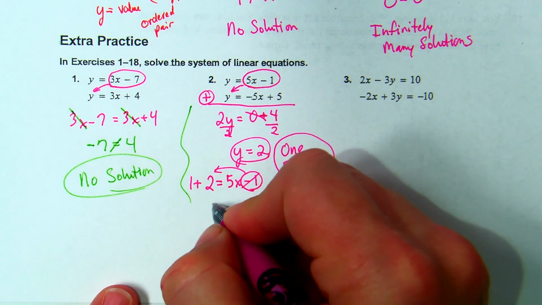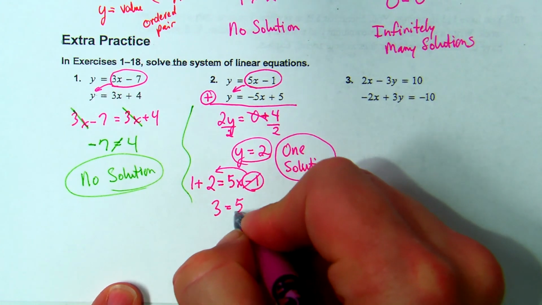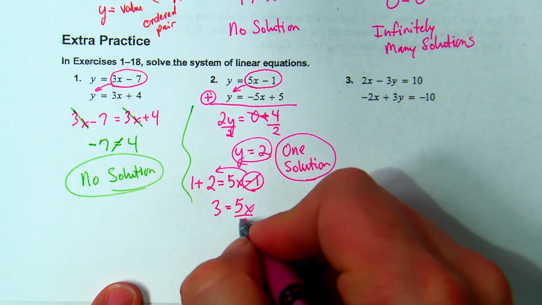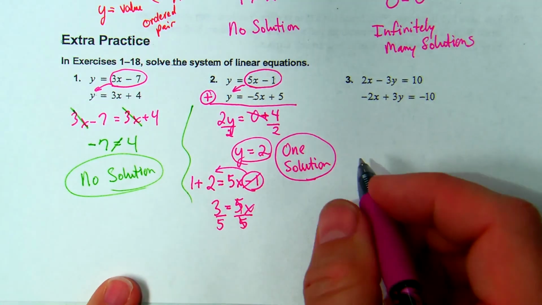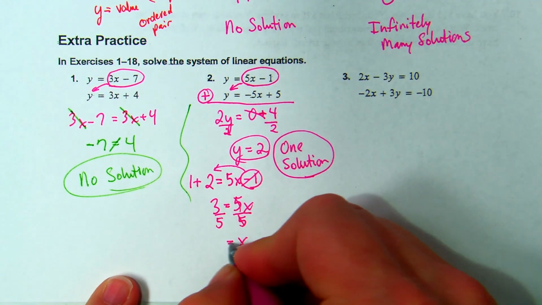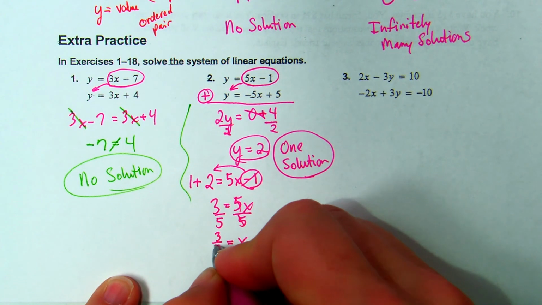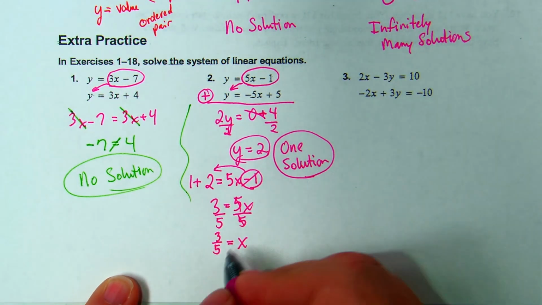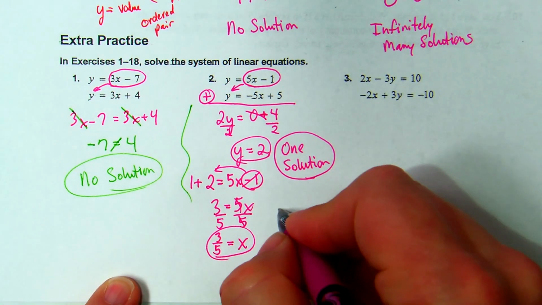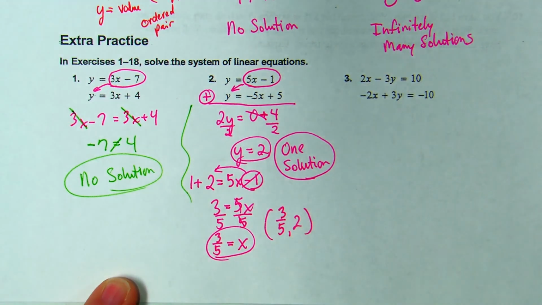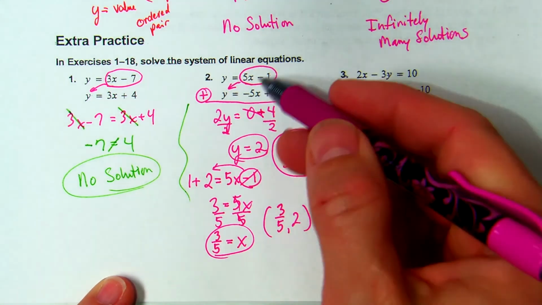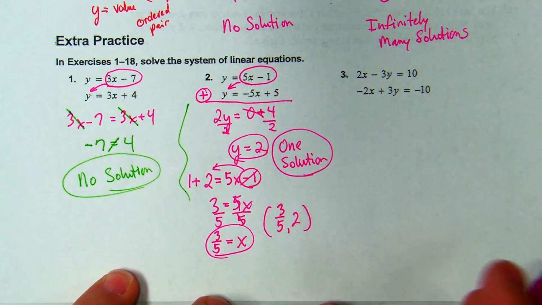And that means we're going to have 3 equal to 5x. I'll divide by 5 on both sides. The 5's will become a 1 and go away. And x is going to equal, yes, it's a fraction, but don't panic, 3/5. So my ordered pair will be 3/5 and 2. And that is the solution that I found for number 2, and it is just one solution. I could plug that into these two equations and it would satisfy both equations.